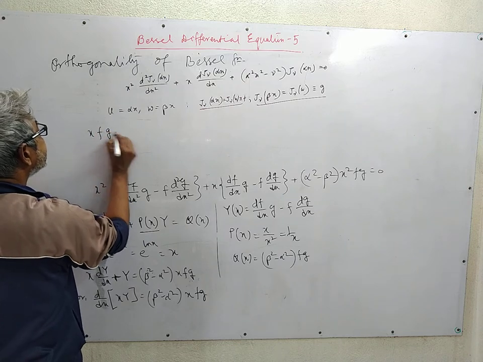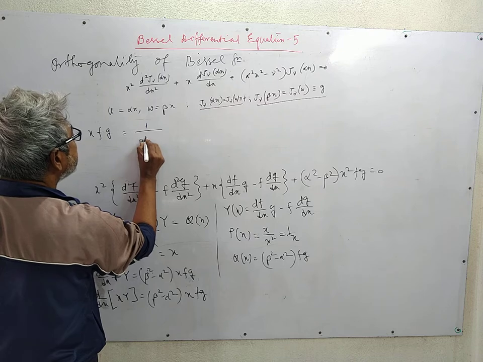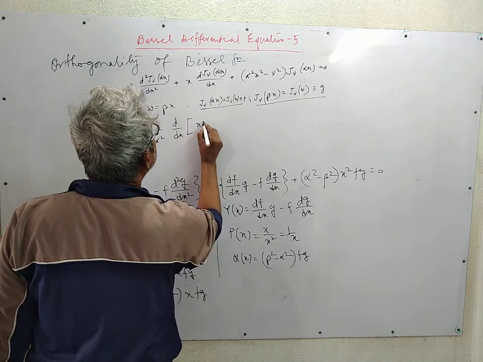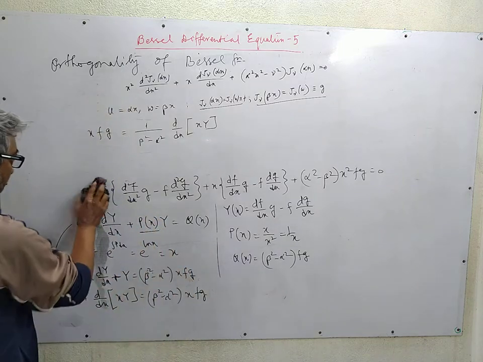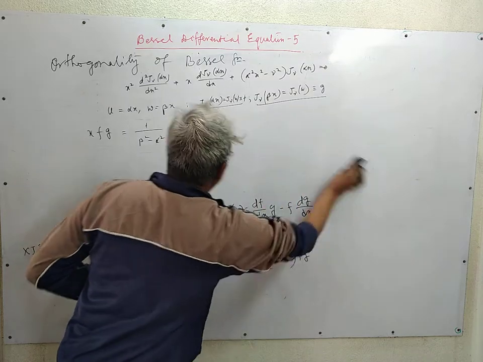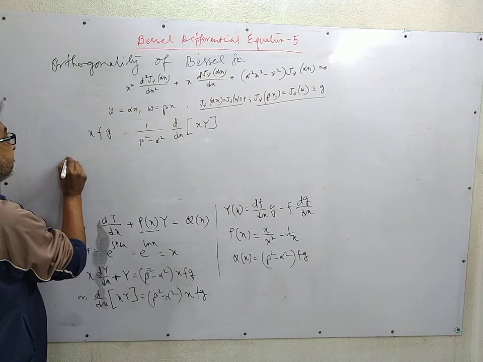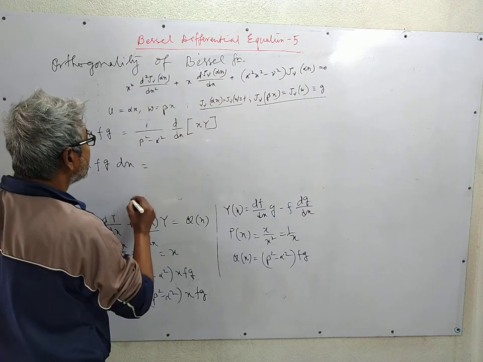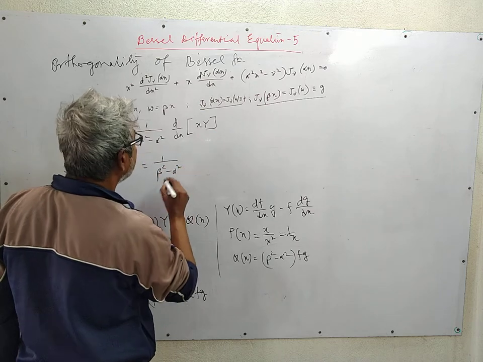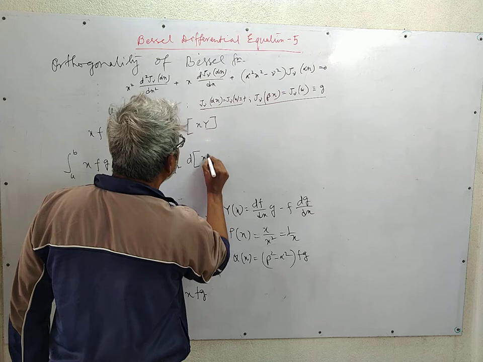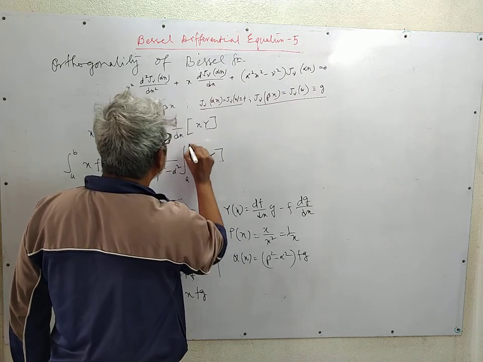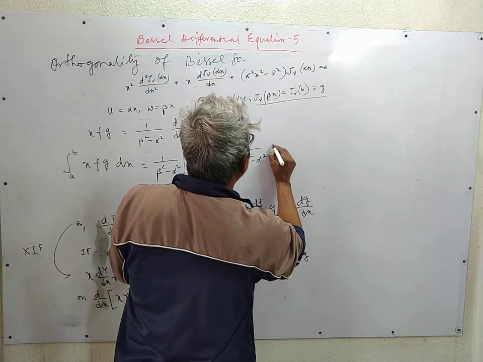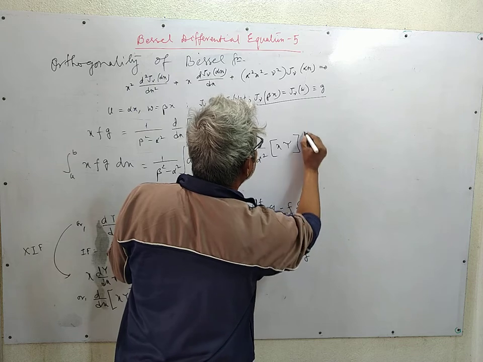x fg is 1 minus beta square minus alpha square d dx of x times y. If we integrate this between limits a to b, for x, we get integration from a to b of x fg dx is equal to 1 minus beta square minus alpha square. Then we have d of xy integrated from a to b. So this is 1 minus beta square minus alpha square x into y within limits a, b.